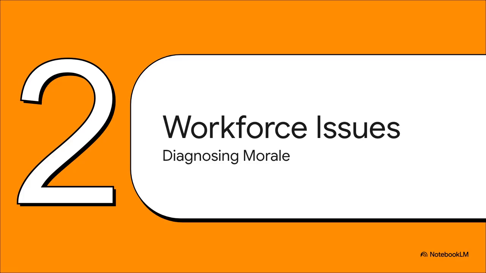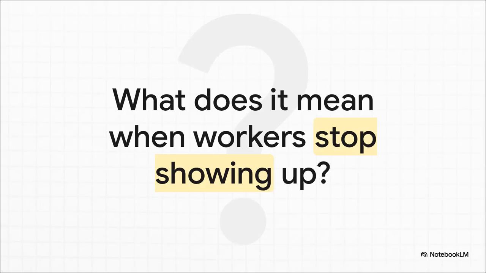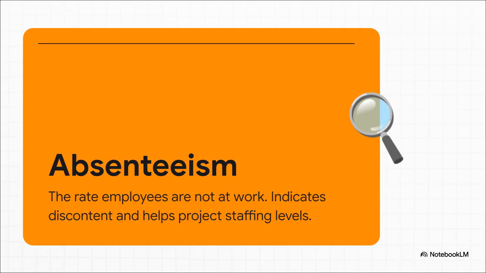Moving right along to Section 2, spotting deeper workforce issues. This leads us to a pretty provocative question. What does it actually mean when workers just stop showing up? When someone hasn't officially quit, but they're physically absent, we really have to dig into what's driving that behavior. And that brings us to absenteeism. Quite simply, this is the rate at which employees are not at work. But notice the dual purpose here, because this is important. Absenteeism isn't just a behavioral clue. It's a hard operational metric.